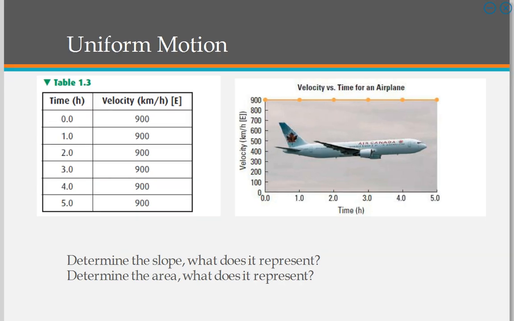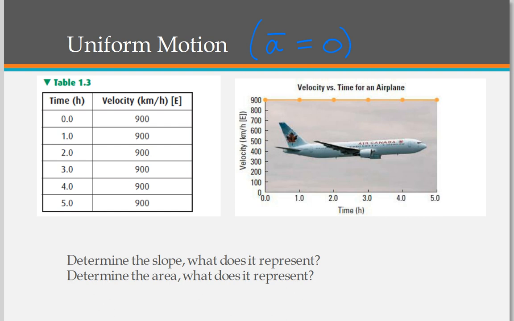Okay. So uniform motion is what we've been talking about in the past. And we're going to continue to talk about that, but we will also introduce non-uniform motion. So again, uniform motion, acceleration is 0.